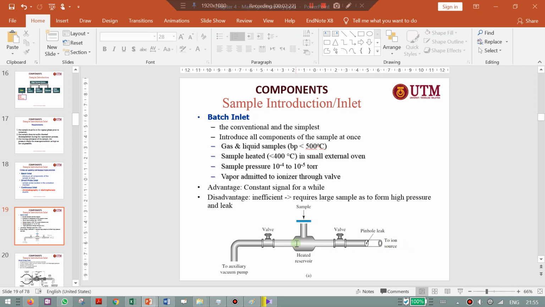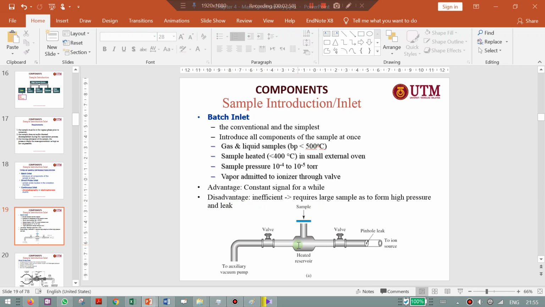But with the condition that your sample amount must be very high, because if your sample amount is not very high, you will not produce enough pressure for your sample to leak through the pinhole to the ion source. That's the problem. That's why this disadvantage here, it requires a large sample to form high pressure and leak. Okay, let's say again, you want to analyze three components.